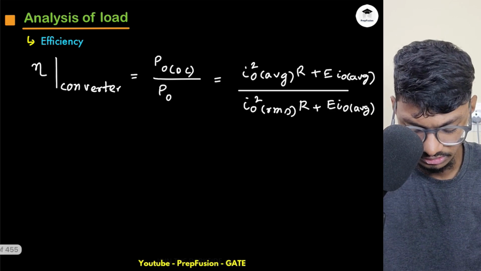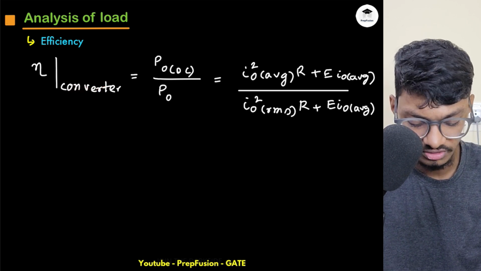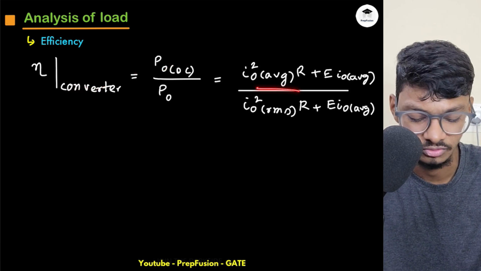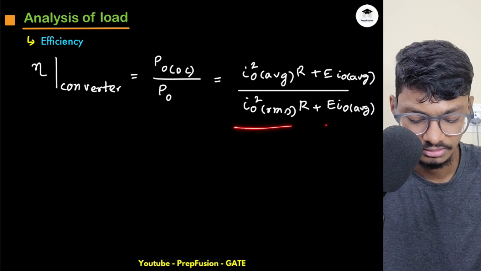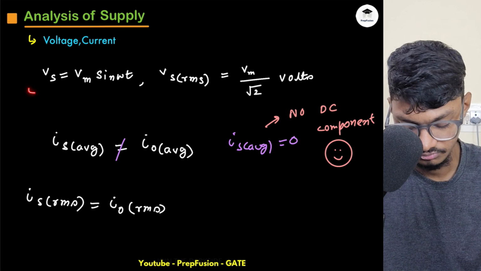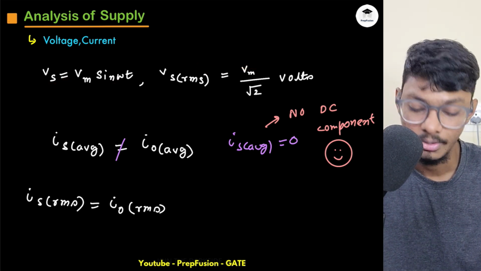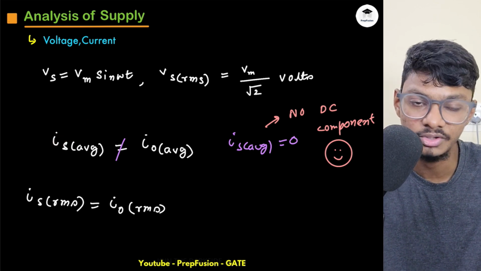Okay, now this is the efficiency of the converter. This is very simple. Pout is Po DC, which is Io average whole squared times R plus E times Io average, and Pin is Vs times Is. Next, Vs won't change, Vs RMS also won't change, but Is average will definitely change because it will be equal to 0.